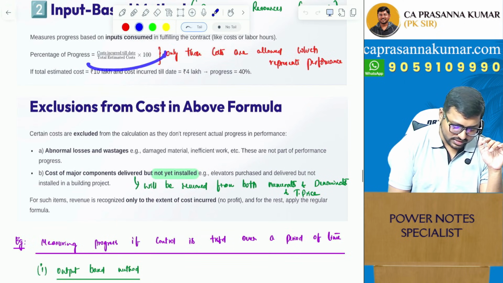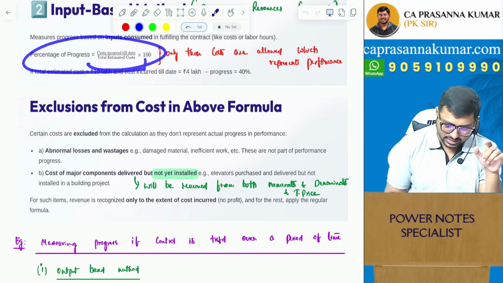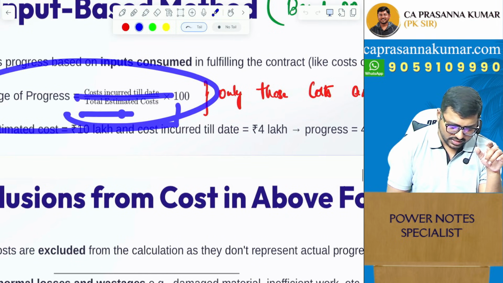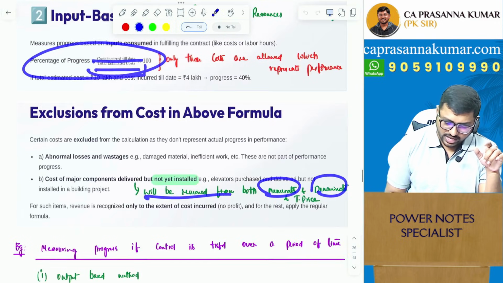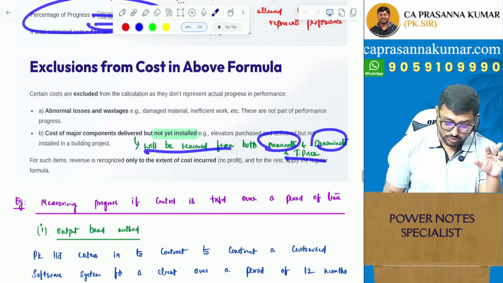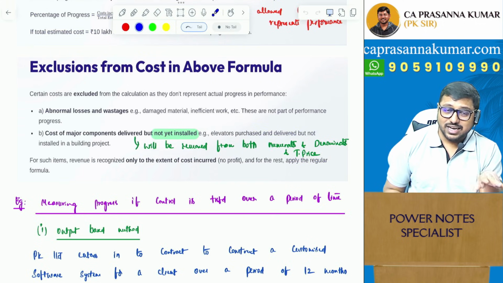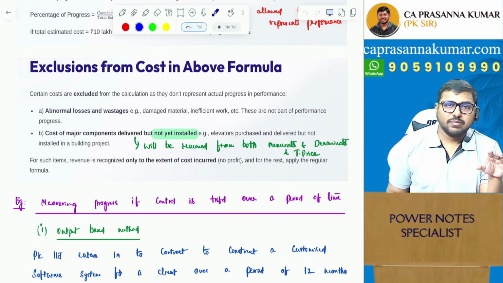When you are using this formula, it will be removed from both numerator and denominator. Numerator is cost incurred till date, denominator is total estimated cost. As well as from transaction price also it will be removed. Later, again it will be added back.